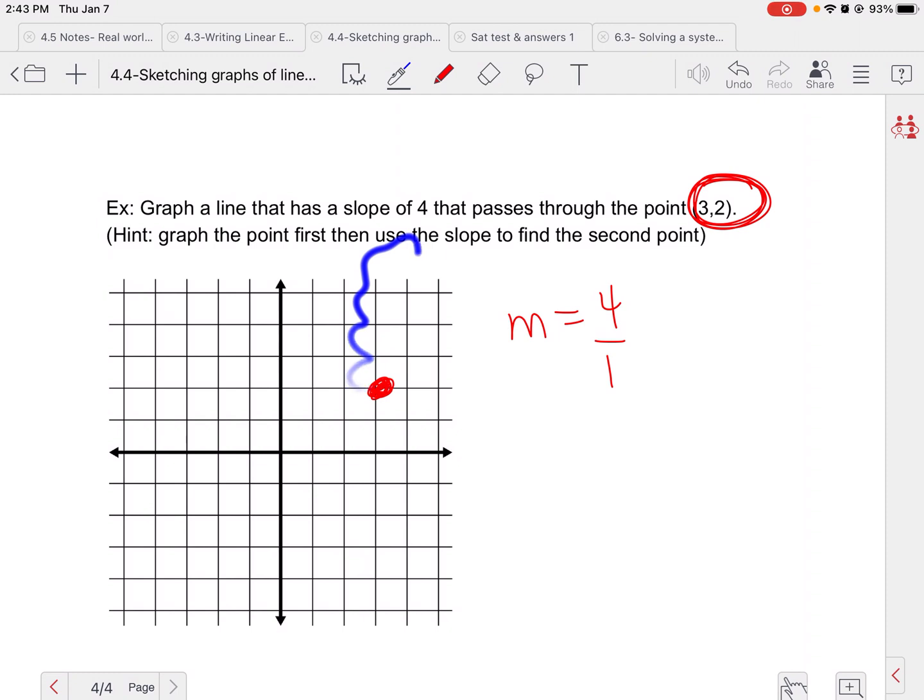Now I can kind of see that that is already off my graph. But I could do negative 4 over negative 1 because those are equivalent, since a negative divided by a negative is positive. So that means I could go down 4 to the left 1. Okay, and then we would go ahead and draw our line through. Okay, so remember, you can go the opposite direction if that helps you on your graph or if you're just looking for more points.